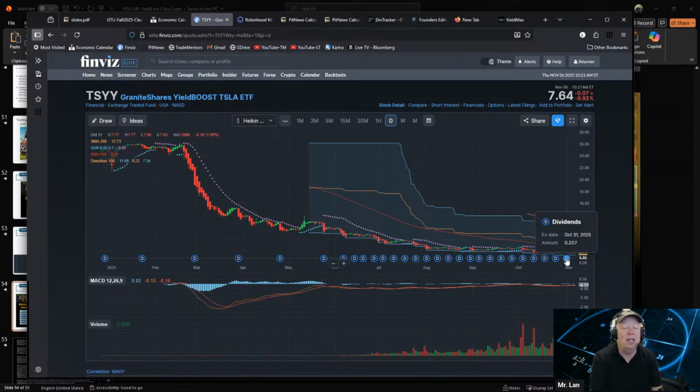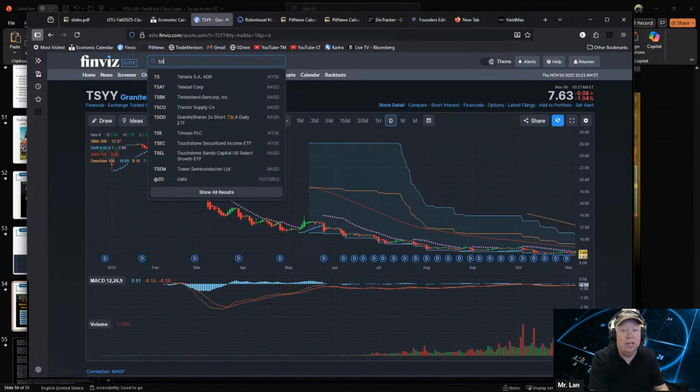And now the reason is because they're not dividends. All right. You have to realize these are not dividends. These are premiums that are coming from options investors. So options is like an insurance policy. So what happens is, let's say everybody goes out to Tesla, right? Because that's what this is. TSYY is based on Tesla.